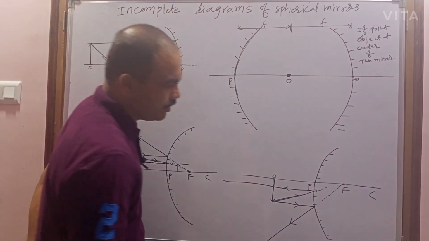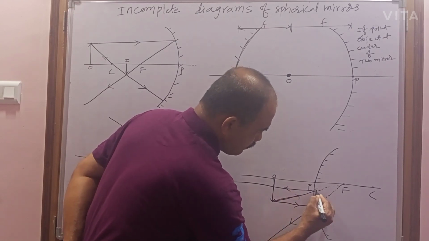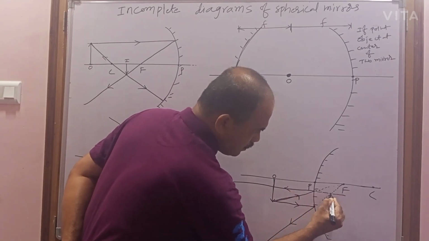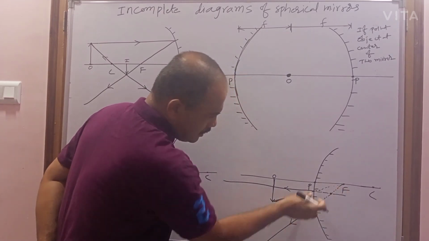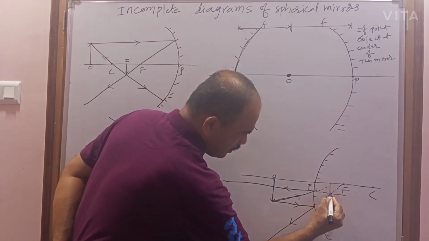So now where is the image formed? When I extended these reflected rays backwards, these two are the intersection of the two reflected rays. This is the first reflected ray and this is the second reflected ray. Now here the image is formed.